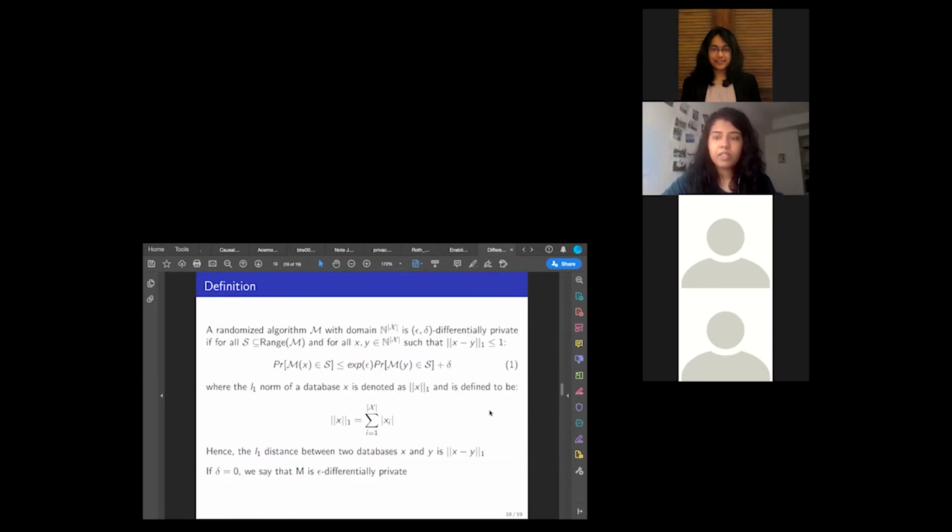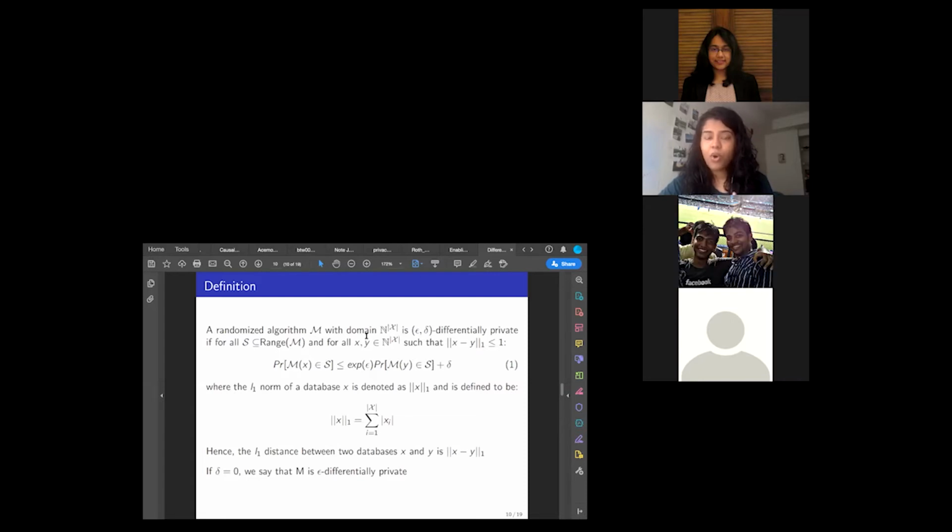So with this definition, we move on to what exactly differential privacy means, or when do we say a particular mechanism is differentially private. So a randomized algorithm M with domain ℕ^n, I'll just refer to this as the domain of databases, this is how you denote databases. A randomized algorithm M is epsilon-delta differentially private.